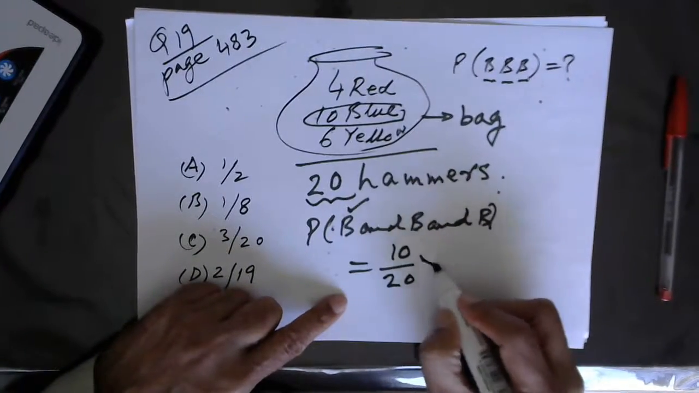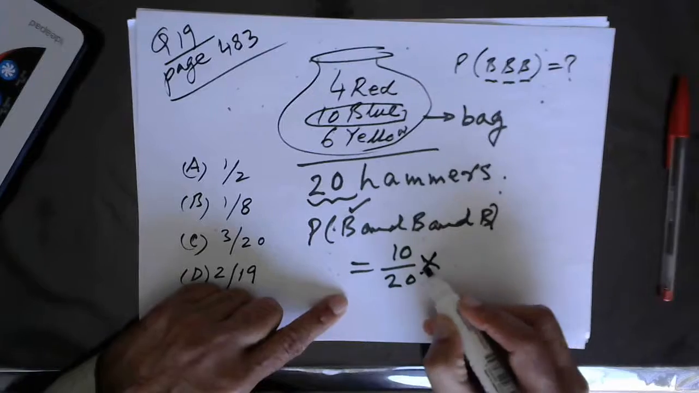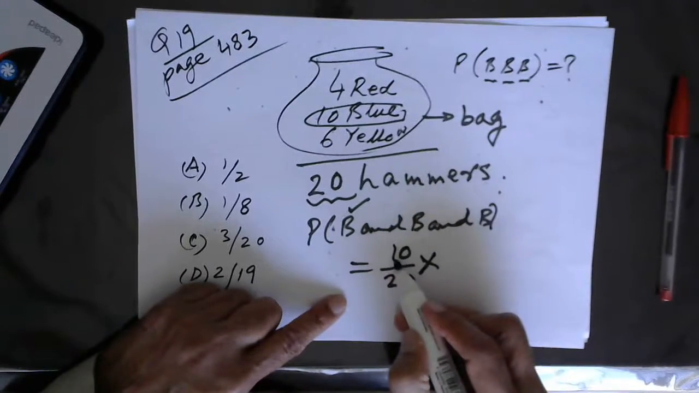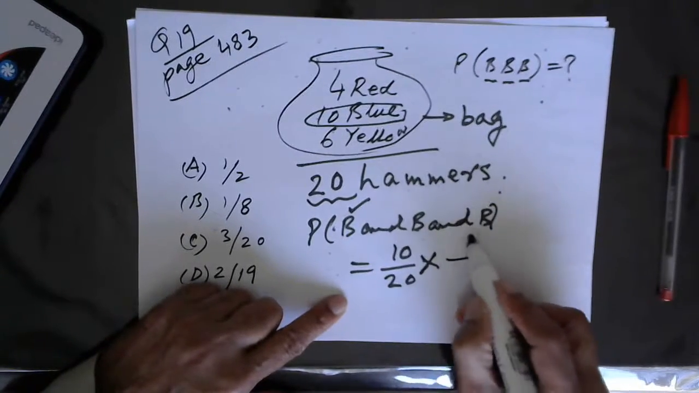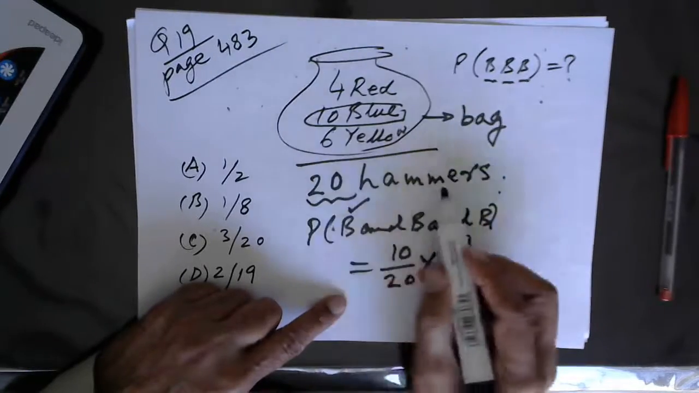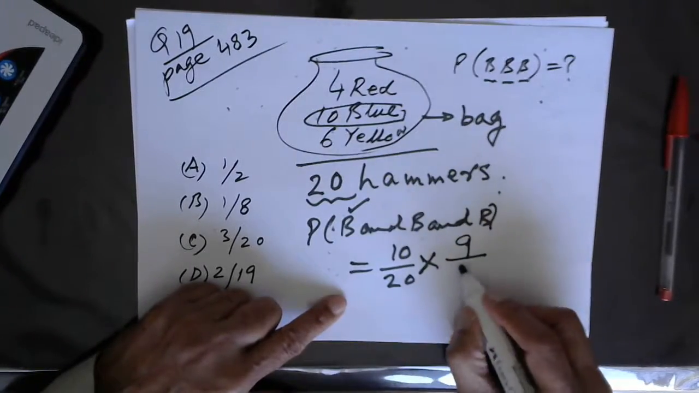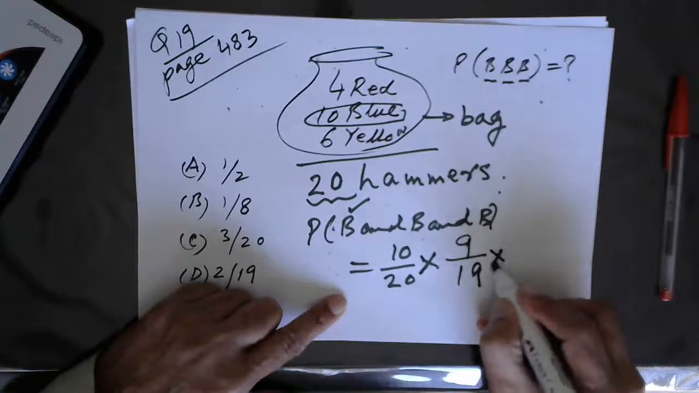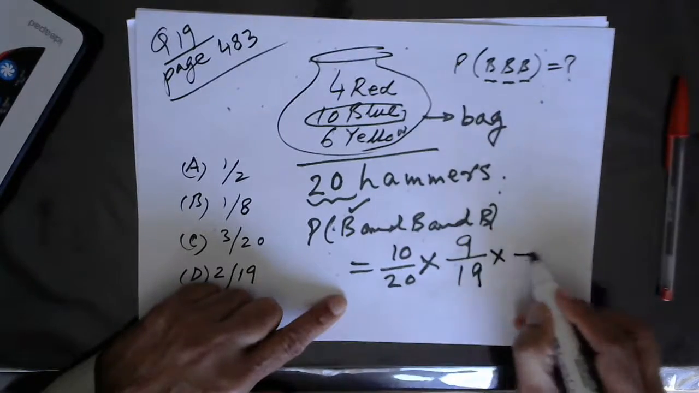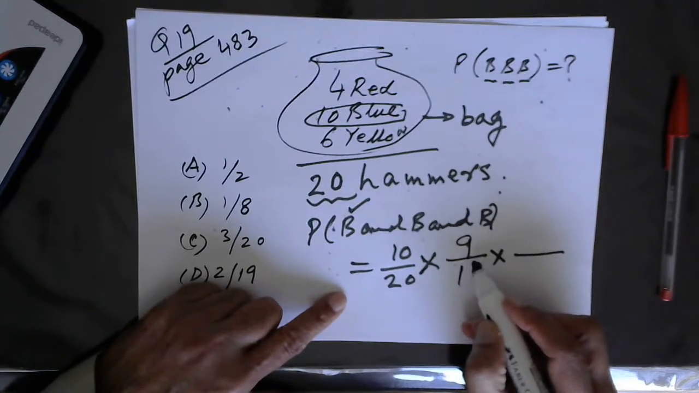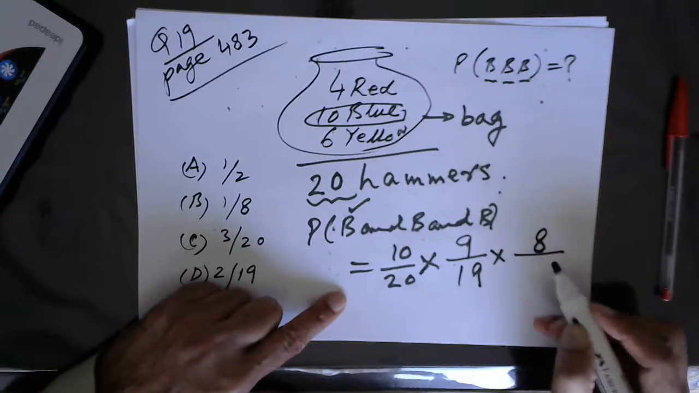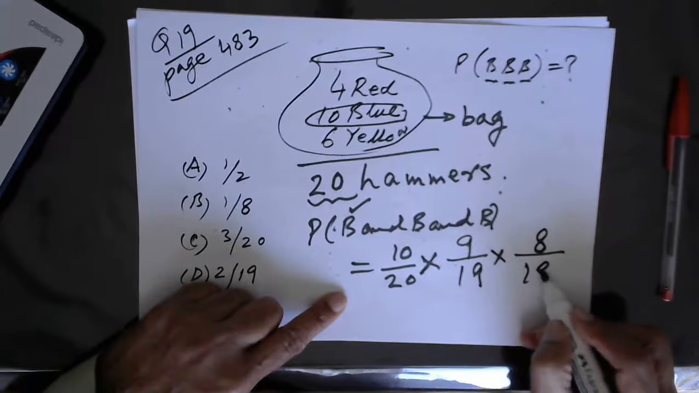When we have AND, we multiply. How many blue hammers have been left after one has been drawn? 9. And how many total hammers have been left after one has been drawn? 19. And we multiply, and below, how many blue hammers are available? 8. How many total hammers are available? 18.